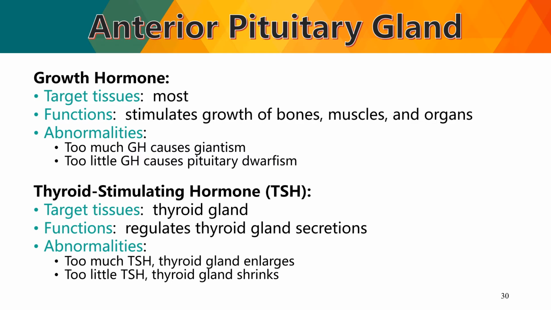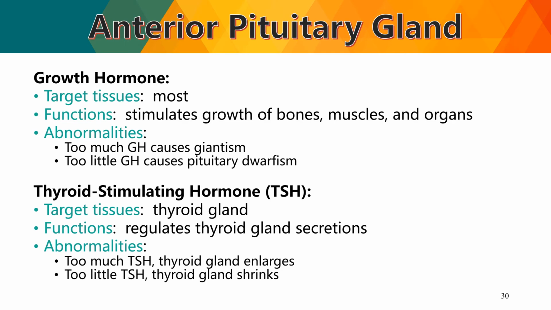So examples for the abnormalities, di ba nga, anything that's over and under the normal range is actually abnormal in anatomical and physiological sense of our body. So, for example, too much growth hormone would actually cause giantism. Ito yung mga super malalaki, matatangkad sila, malalaki yung kanilang mga bones. And then, kapag naman too little, it could actually cause pituitary dwarfism, or ito yung mga tinatawag natin sa Tagalog ng mga unano.